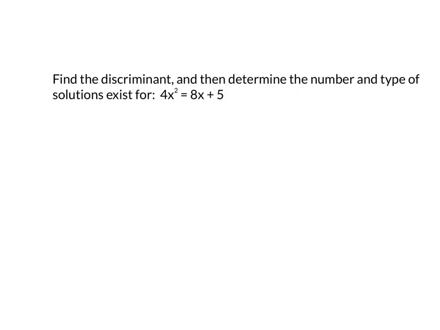All right, one last thing here. Find the discriminant and then determine the number and type of roots or solutions that exist for this equation. So first of all, move everything over, move the 8x over, move the 5 over. I guess technically you could move the 4x squared, it doesn't really matter.